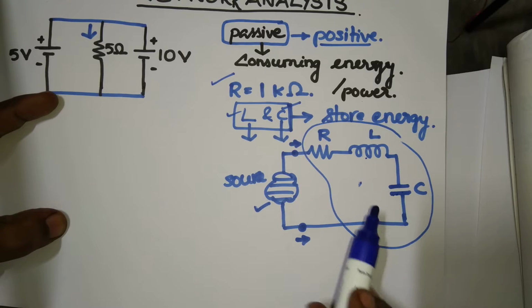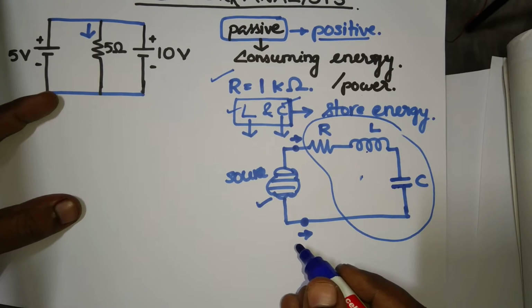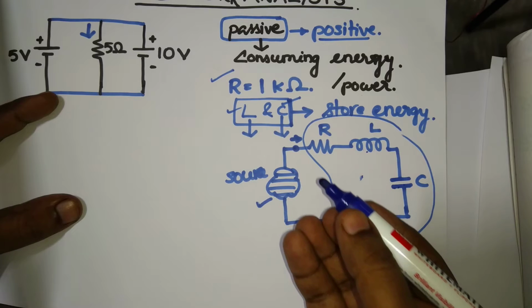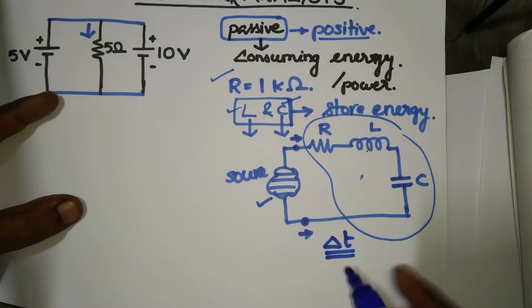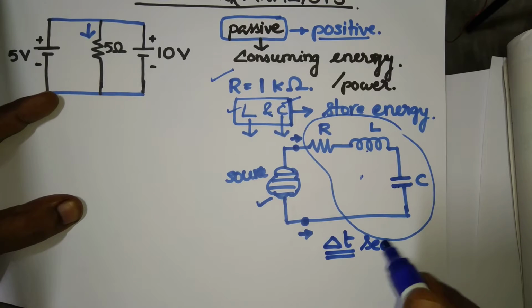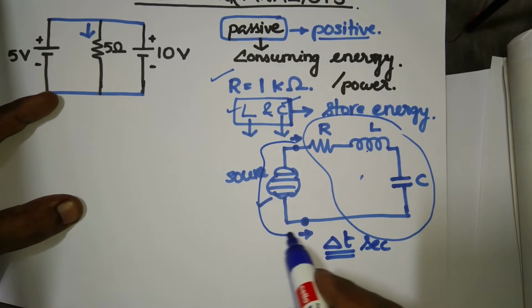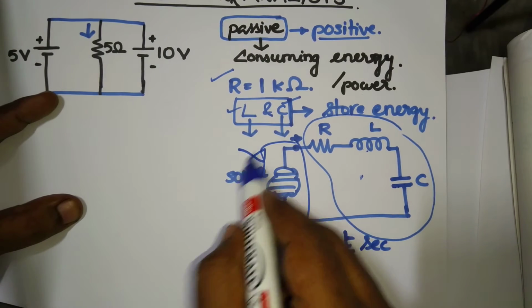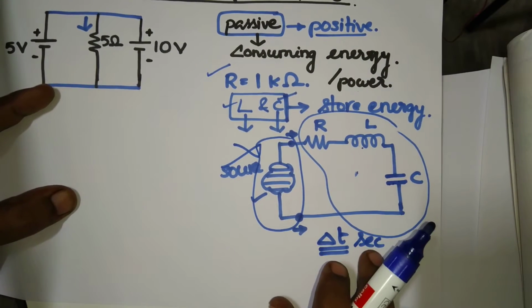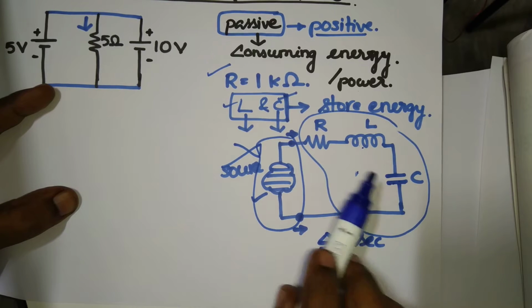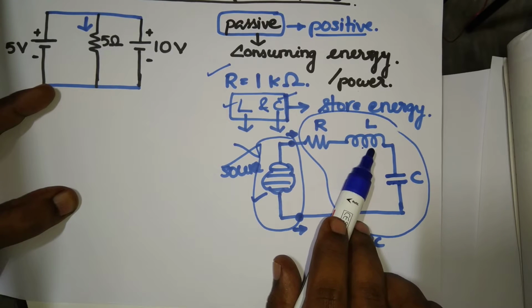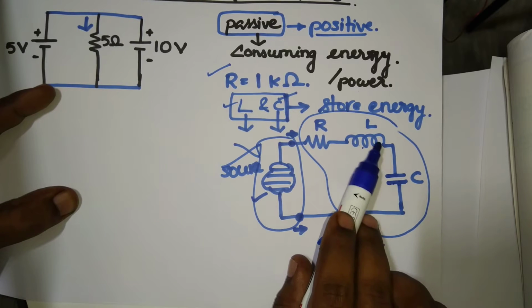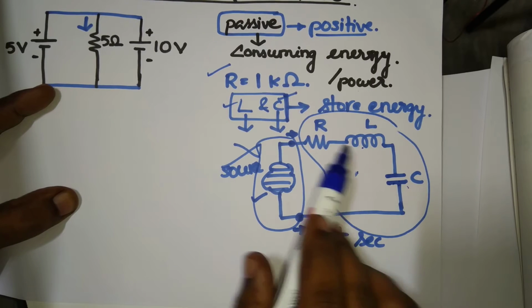Okay, so what happens after some time, say after delta t, which means some very small time, say after delta t seconds? Suppose you remove this source from this network, then what happens? In that case, whatever energy got stored in L and C, that energy will be given out through this resistor.